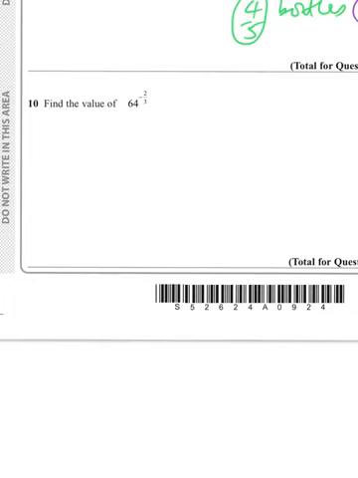Question 10. Find the value of 64 to the power -2/3. Well, this isn't too bad. If we split it down, if we look at this negative sign here, then that just tells us to find the reciprocal. So that's the same as 1/64 to the 2/3.